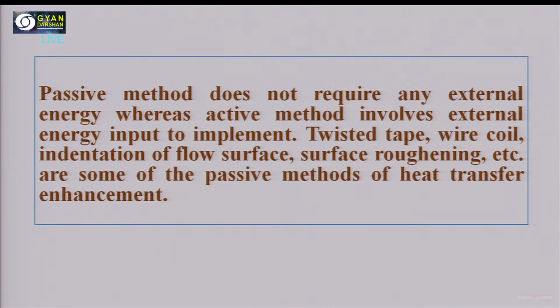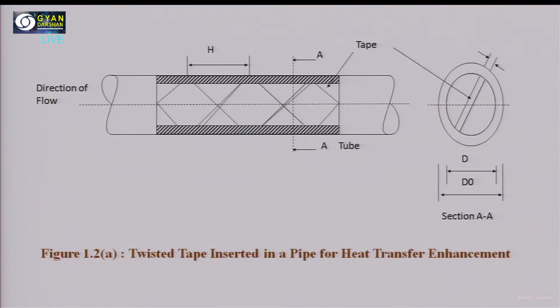So certain examples of the passive methods are the twisted tape type, wire coil, indentation of flow surfaces, like we have corrugations on the surface, and surface roughening also. These are all passive methods of enhancement of heat transfer, like you see in this particular figure. This is the twisted tape type. The tape is there, marked with the arrow. Here we have the tube. So this is the twisted tape inserted in a pipe for heat transfer enhancement.